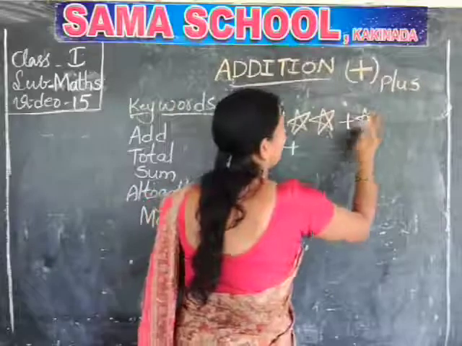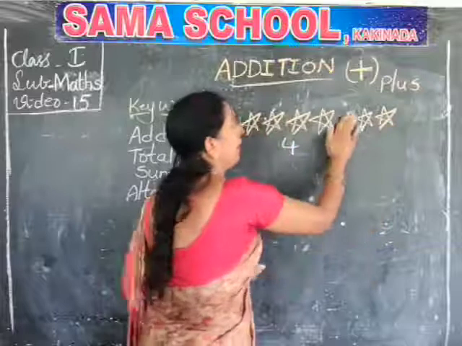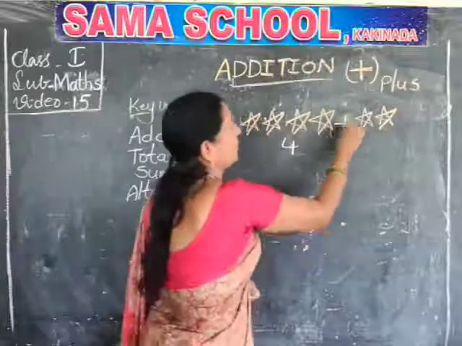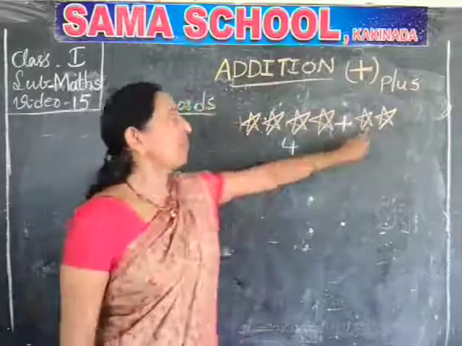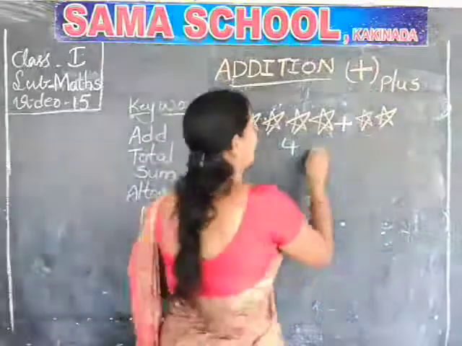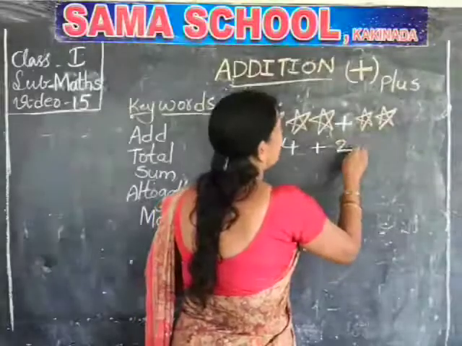4 stars. Here 4 stars. Next, plus. Okay. Now here how many stars? 1, 2. 2 stars plus 2 stars.